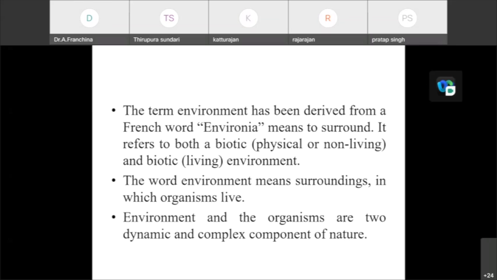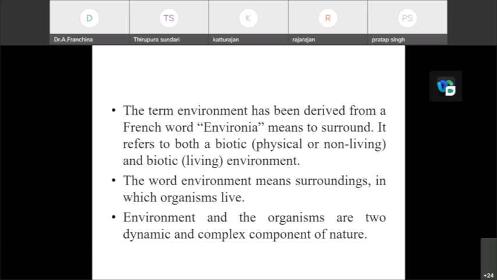So this living and non-living environment, we are dividing into two types: one is dynamic and another one is complex. Based on what are we dividing these two types? Environment is nature which surrounds us. This nature itself we are classifying as biotic and abiotic. Biotic is the living things, the living components.